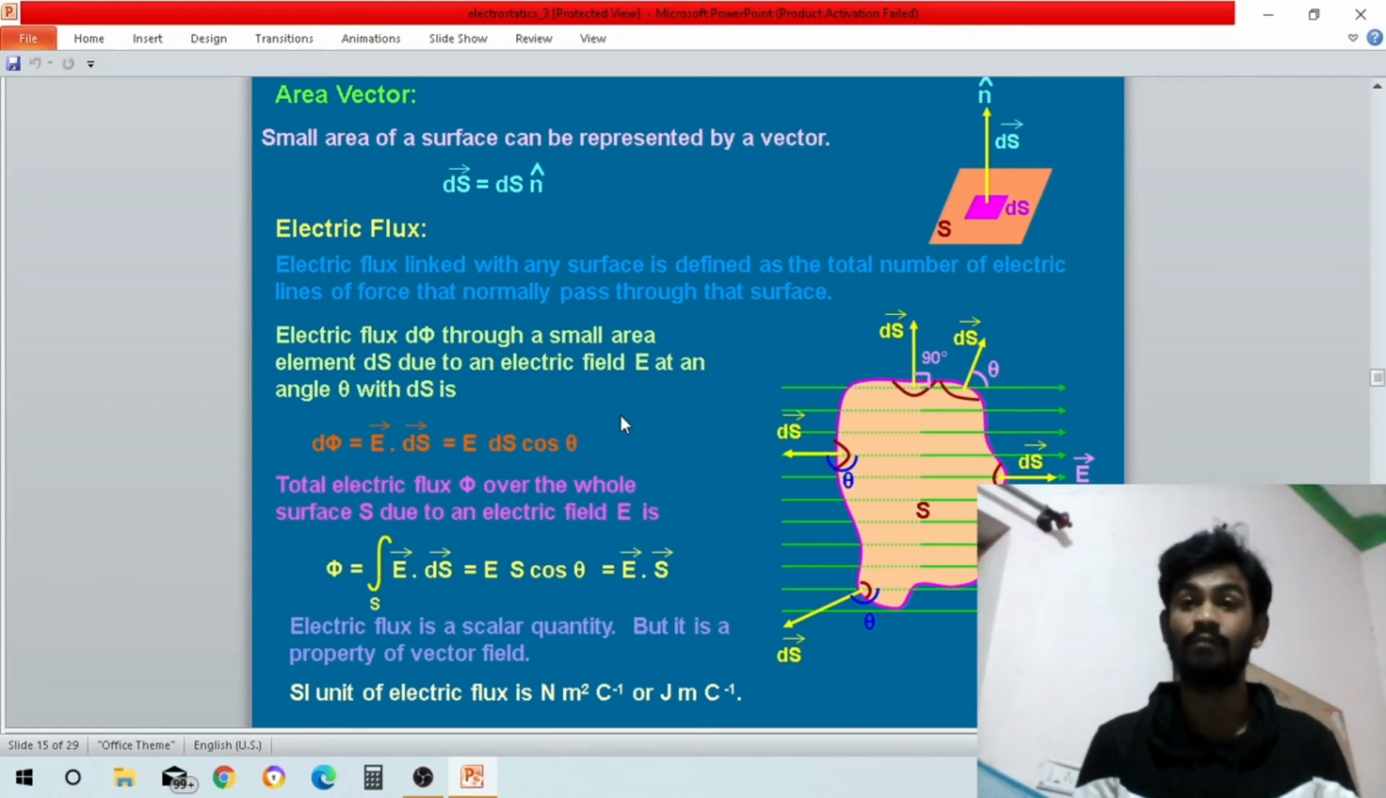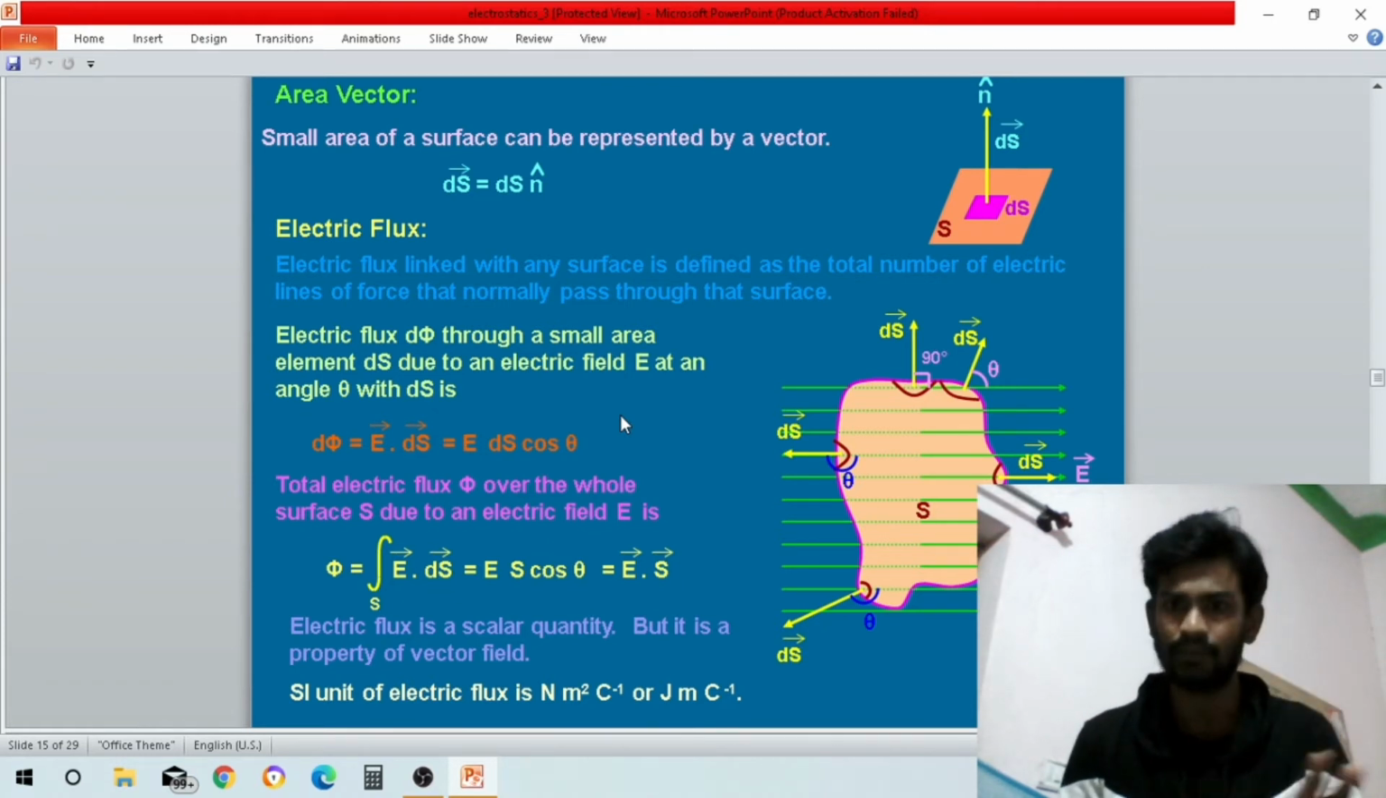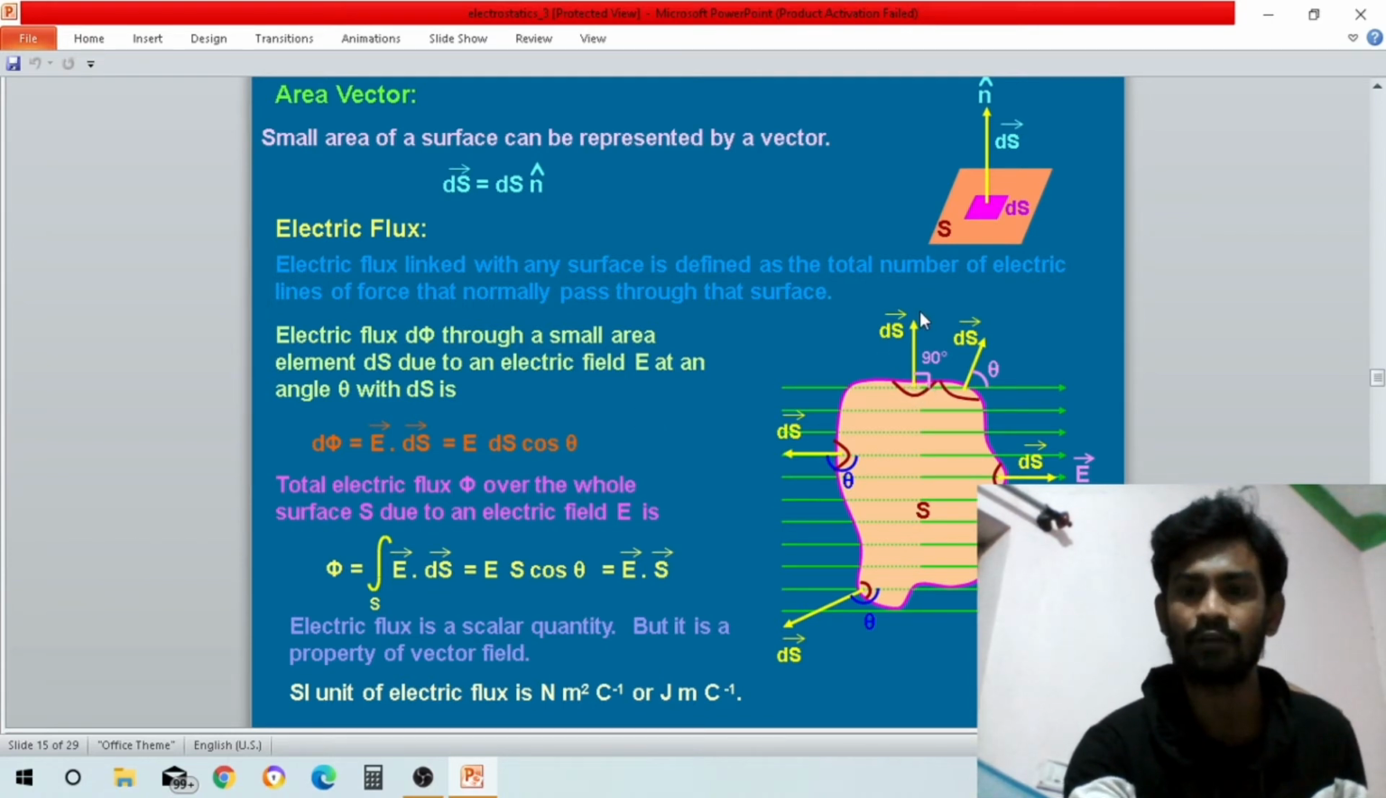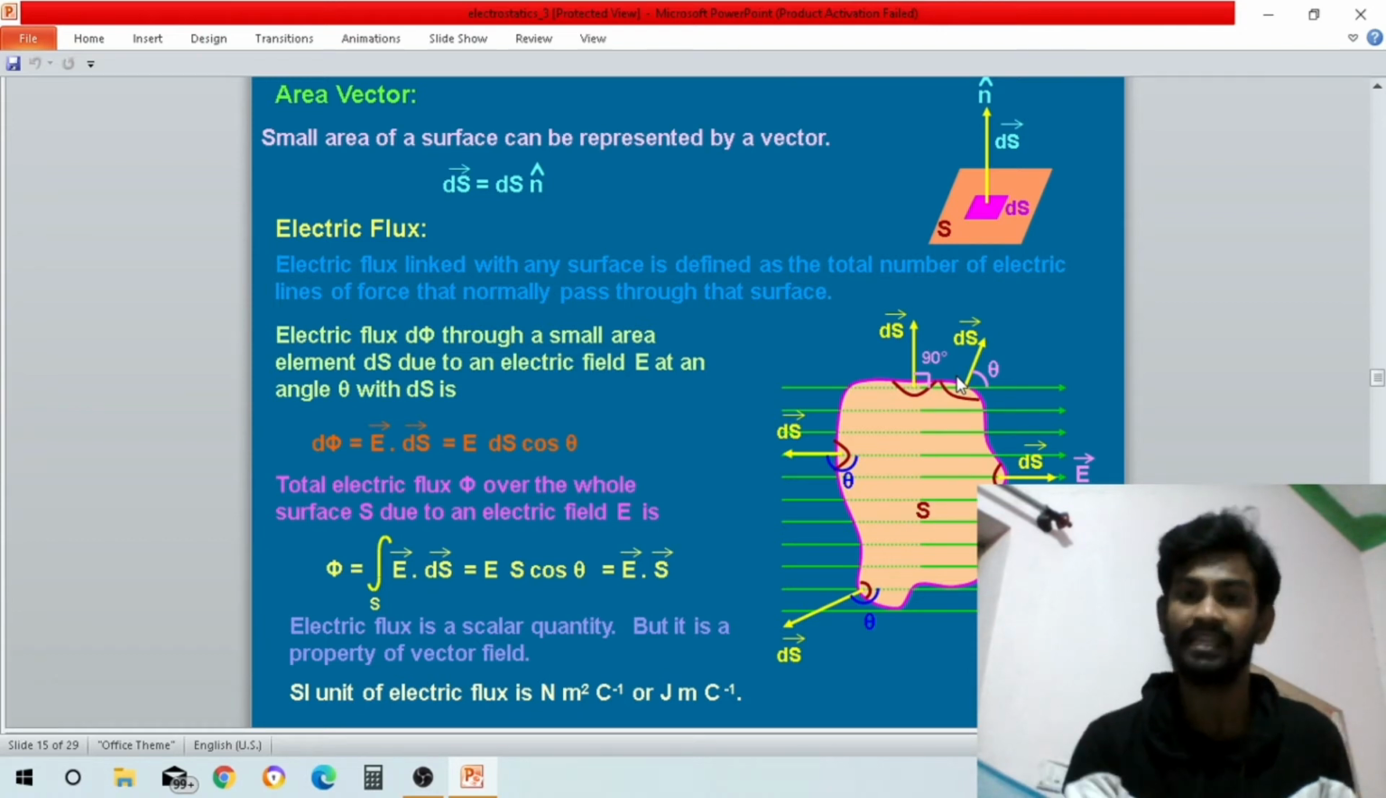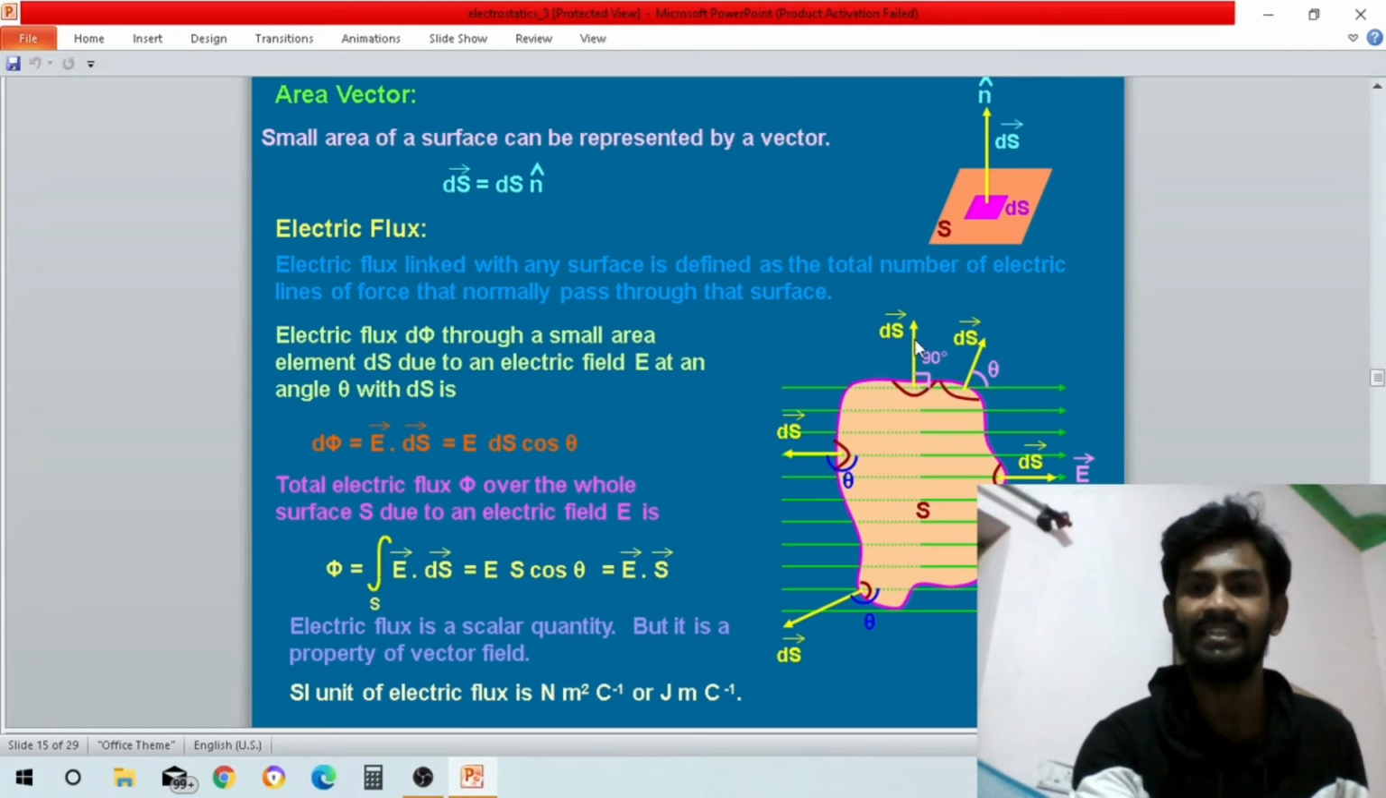What is the direction of the dS vector? Area is a vector quantity. What is the direction of the area vector? You can see that the normal, or perpendicular, to the surface is the direction of the area vector. So here the dS vector is the area vector, which is perpendicular to the surface.